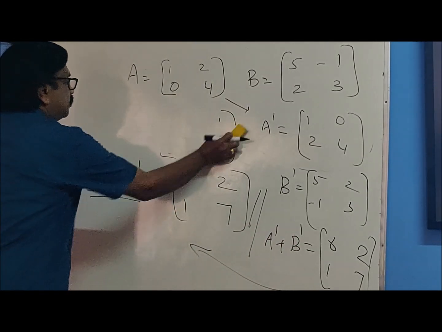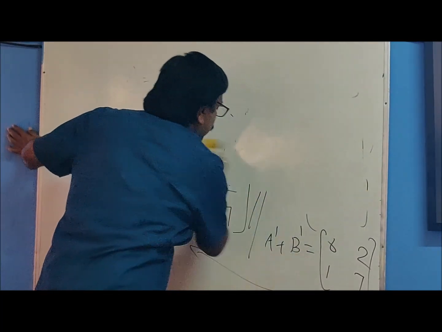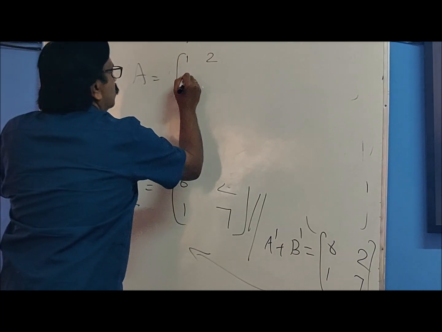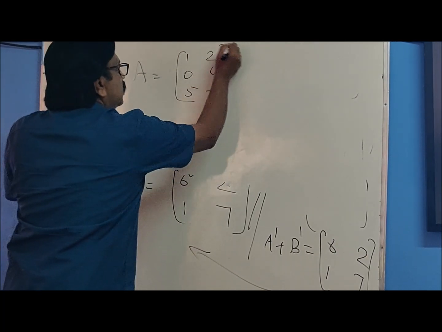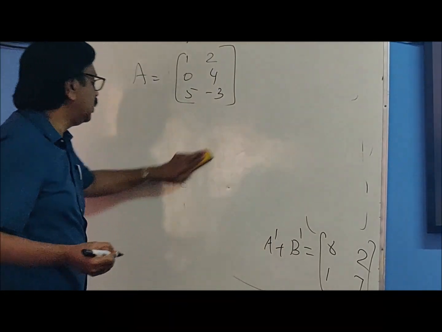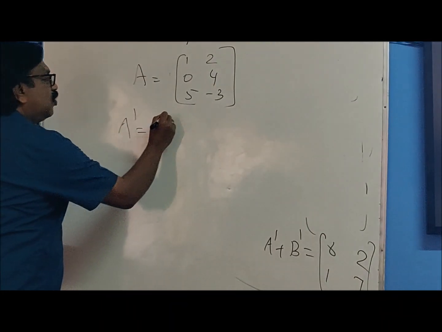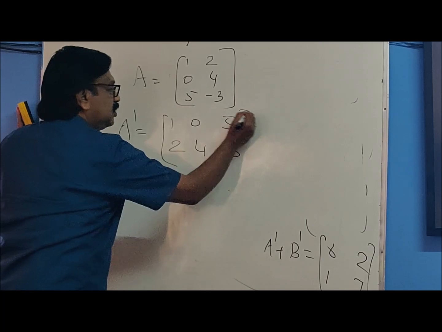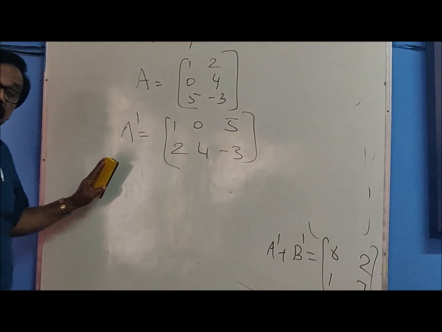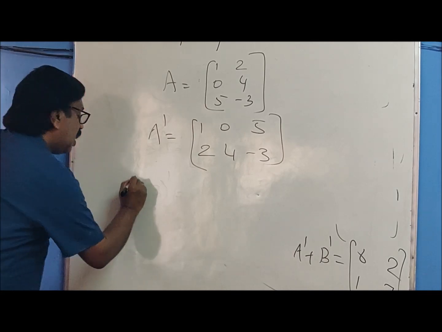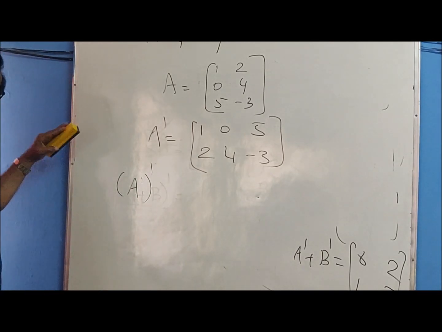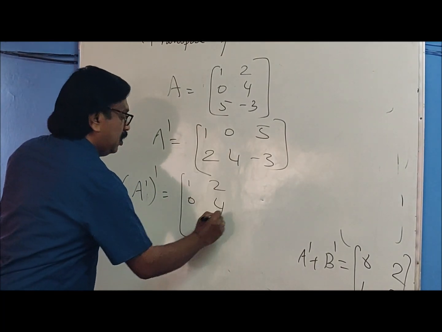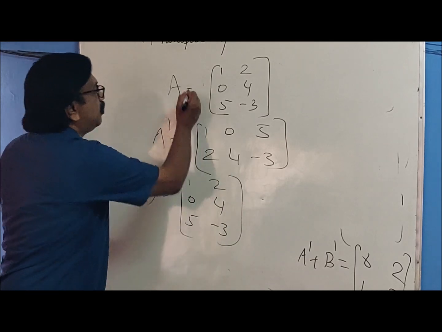Another example. Suppose A is the matrix 1, 2, 0, 4, 5, minus 3. This is the matrix A. What is A transpose? If you take the transpose, what you are going to get is 1, 0, 5, 2, 4, minus 3. This is A transpose. If you take the transpose once again, the transpose of A transpose, interchanging once again, we get the matrix 1, 2, 0, 4, 5, minus 3. That is the same as the matrix A.